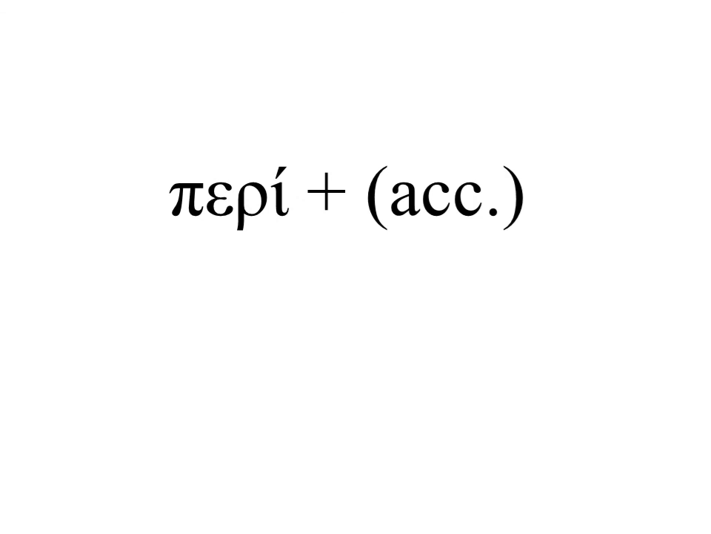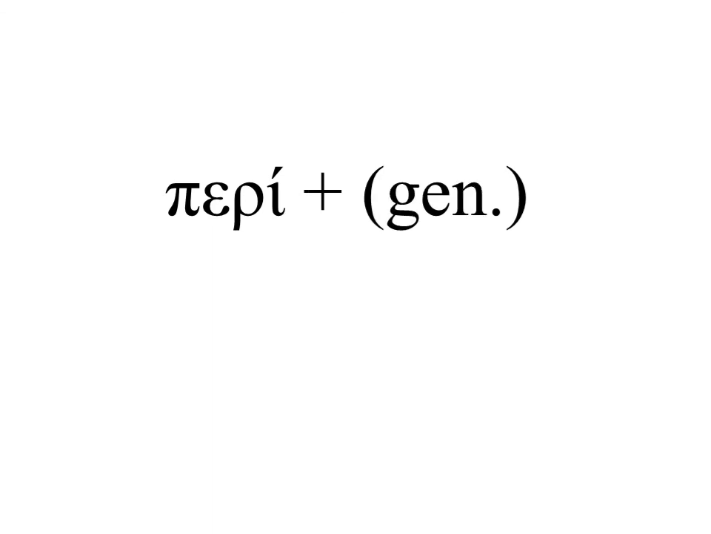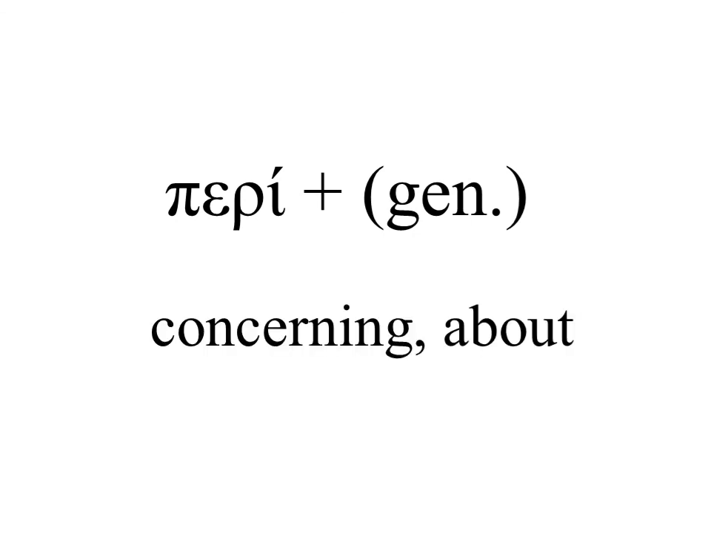Peri plus the accusative. Peri, around. And the nice thing about peri, well, we'll do the next one. Peri plus the genitive means concerning or about. So I think of this as periscope, and you can turn it around or about. Round about.